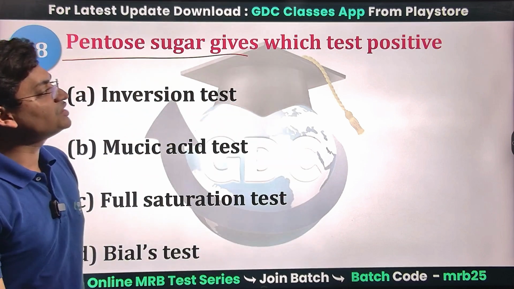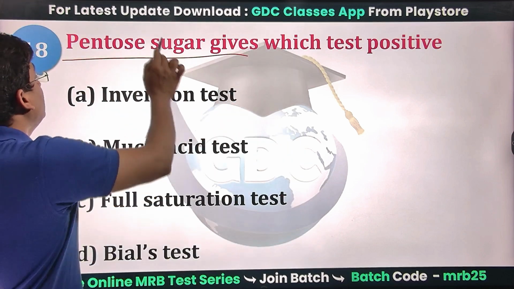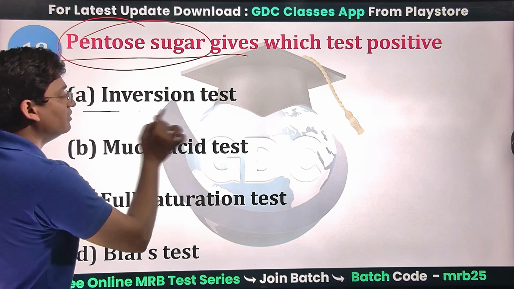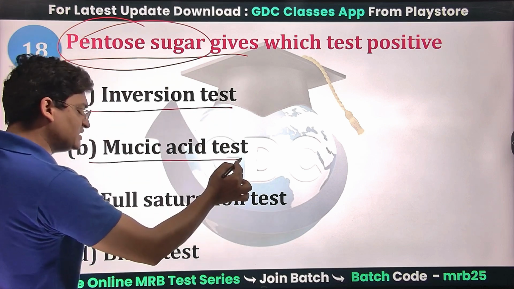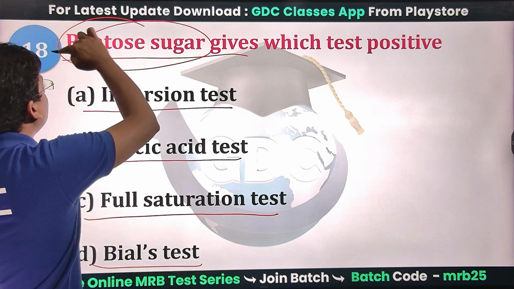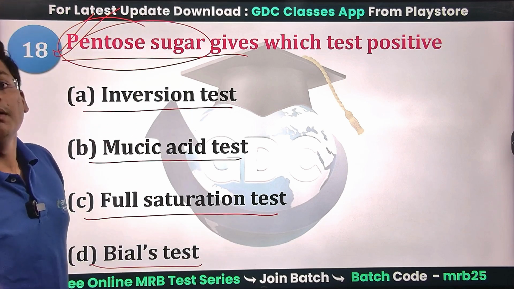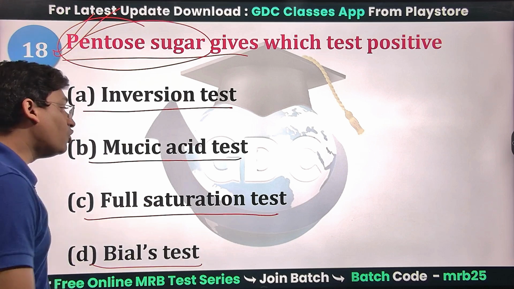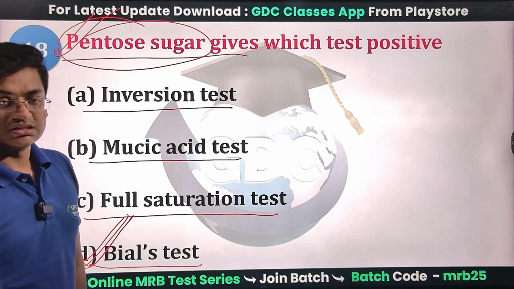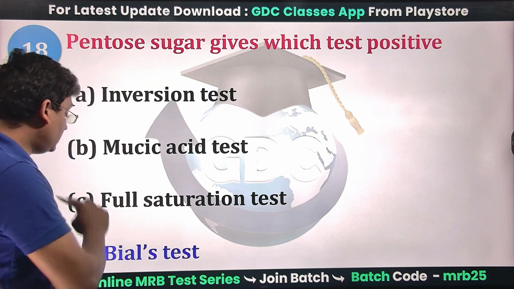Pentose sugar gives which test positive? Inversion test? No, not at all. Mucic acid test, fully saturation test, or Bial's test. We have a pentose sugar, and pentose sugar will give Bial's test. So D will be the right answer.